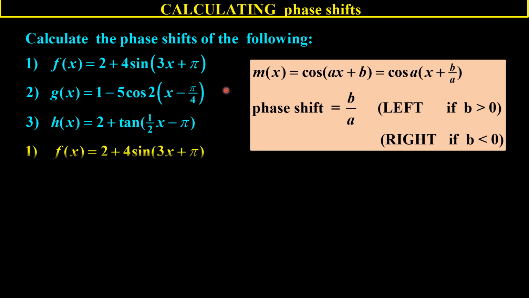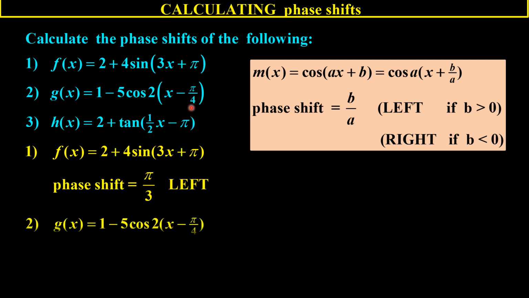So let's look at the first one. As you can see there, the phase shift is pi over 3. And because it's positive, it's to the left. Let's look at the negative one. This is subtracting, so it will be to the right. But in this case here, I can actually just read it off, right? I don't have to do a calculation. So in this case here, we don't have to do anything there.